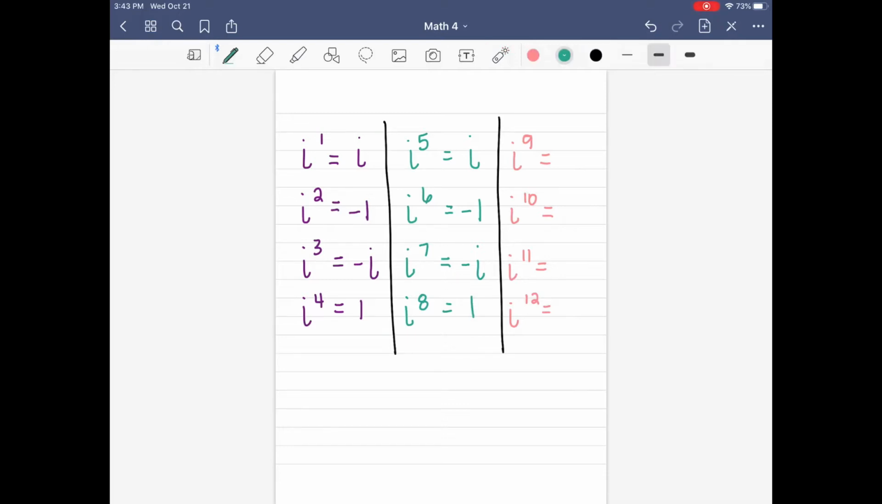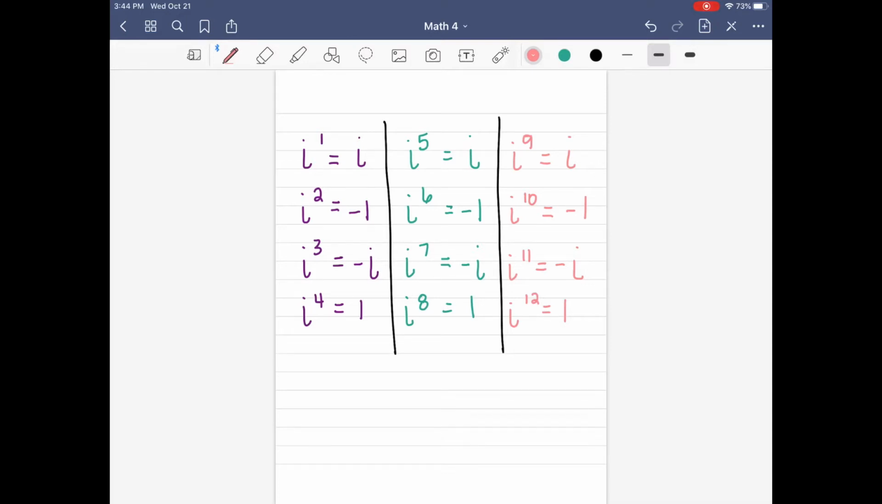So I'm going to do this pattern again. I'm not going to do any work. I'm just going to do it based off of the repetitiveness. So i to the ninth also equals i. i to the 10th is going to equal -1. i to the 11th is going to equal -i. And i to the 12th is going to equal 1. So if you can learn the first 4, the pattern will continue to repeat itself. Okay? So this is very important: if you can learn the first 4, it will start to repeat itself.